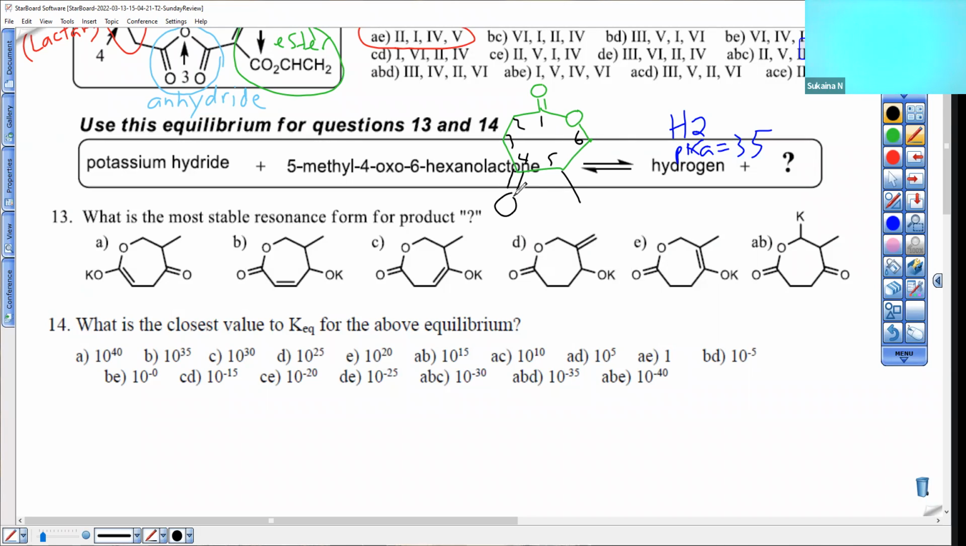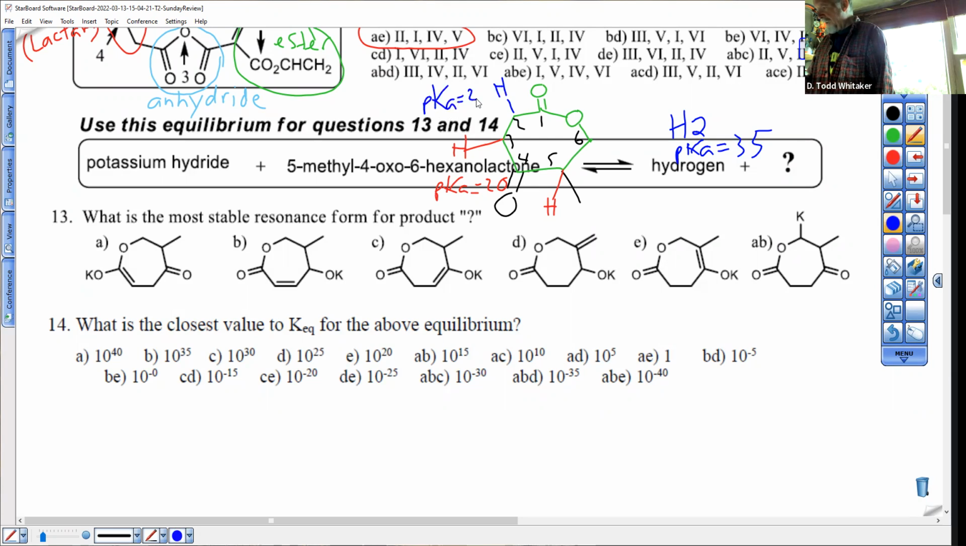Okay. You want all your possible pKa's? Good review. Alpha to a ketone here or here. Those are both alpha to ketones. pKa 20. Alpha to an ester, 25. Do not pick that one. It is not the most acidic H. It is incorrect to pick the blue H. Don't do it.